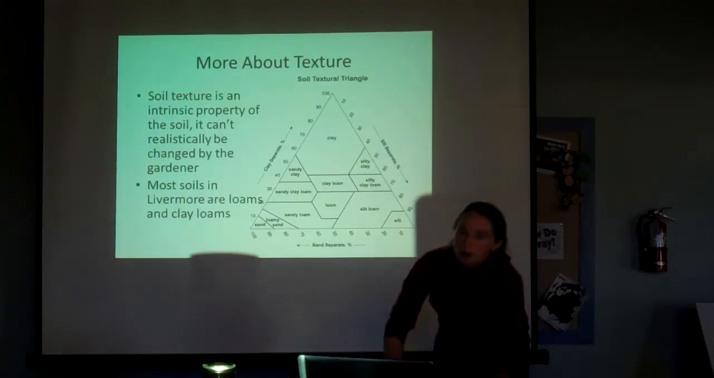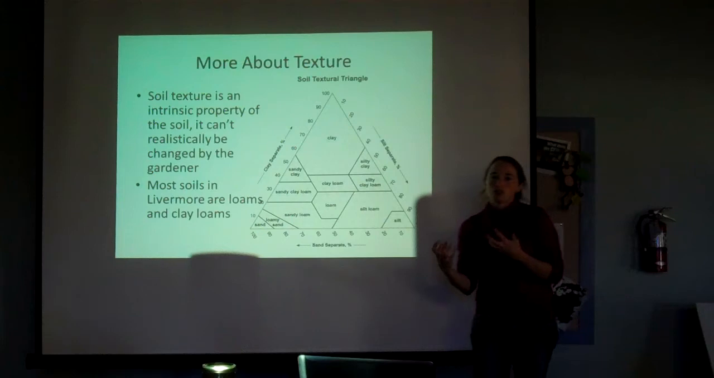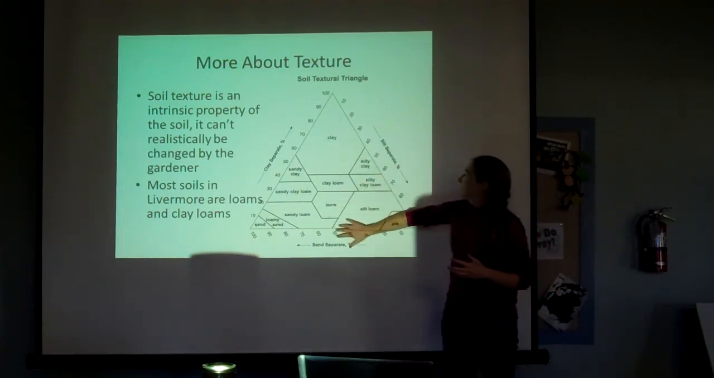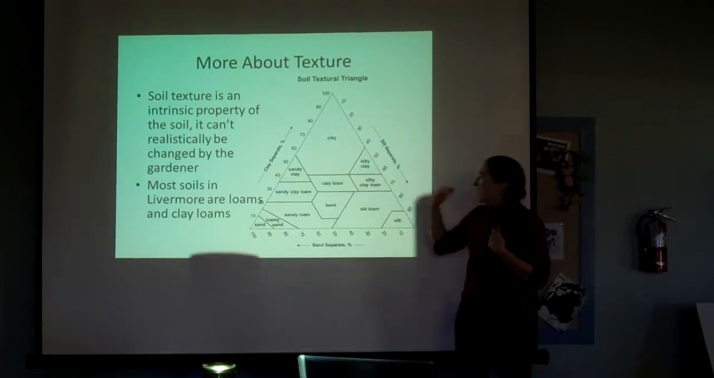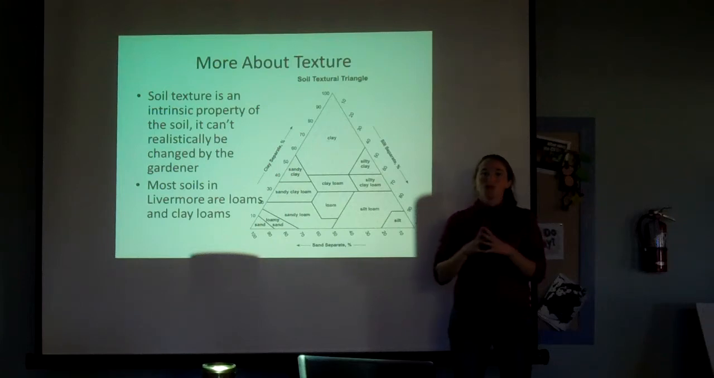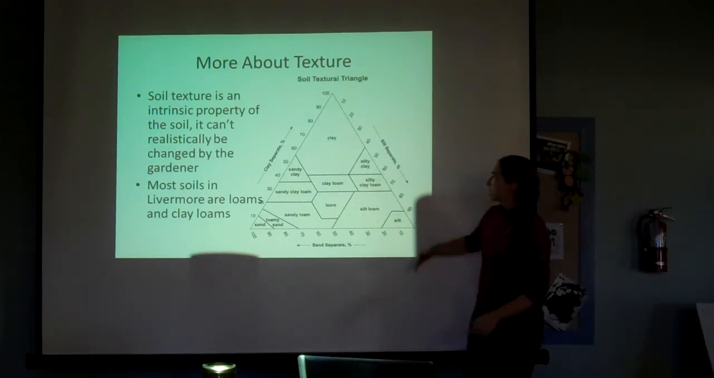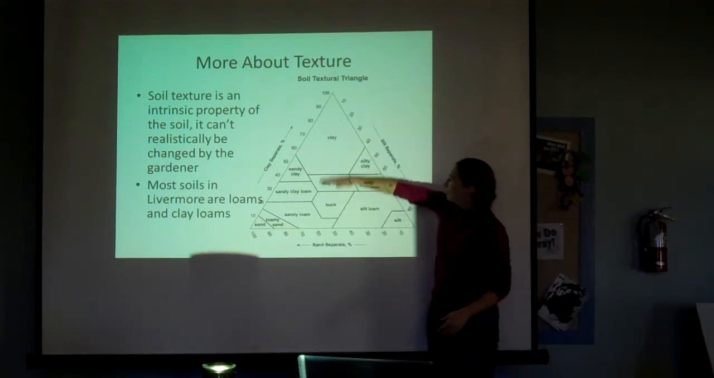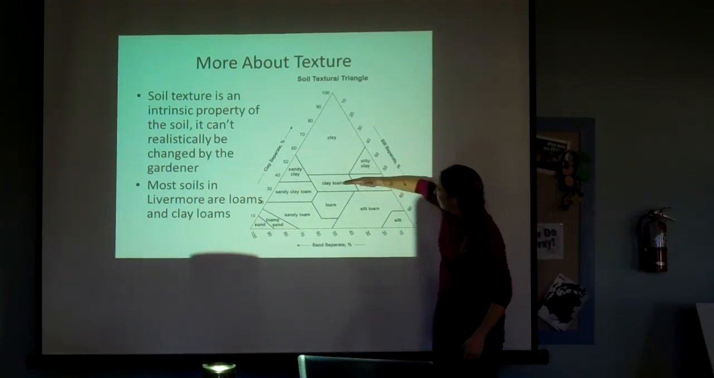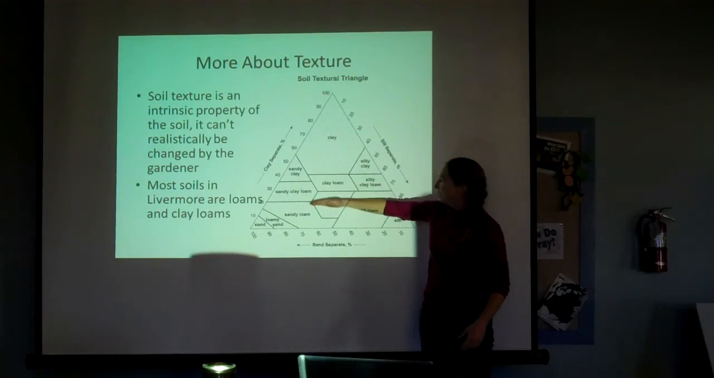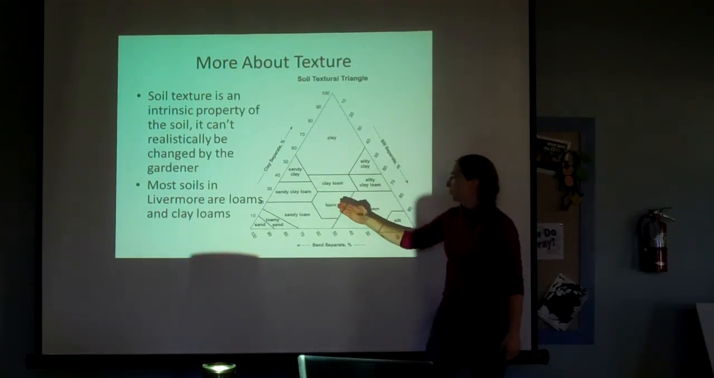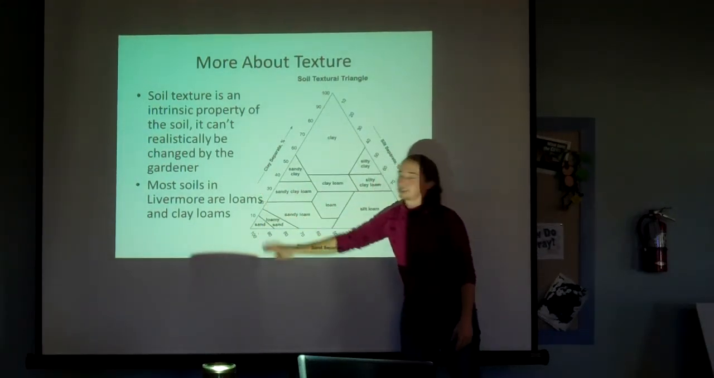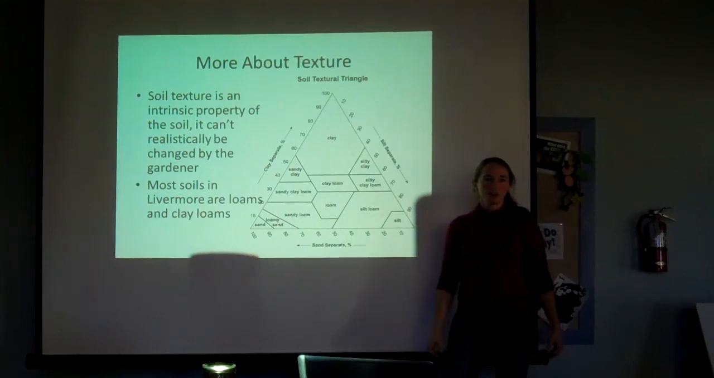So a little bit more about texture. Once you know what texture class you have, that tells you how suitable your soil is as a medium for growing things. Medium textured soils, so basically from here down, are considered the best agricultural soils. These are the coarse textured soils. They're very difficult to grow things in.